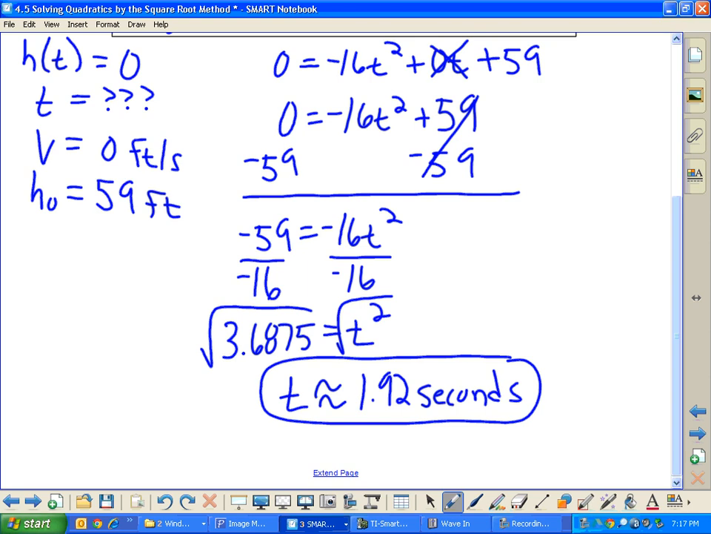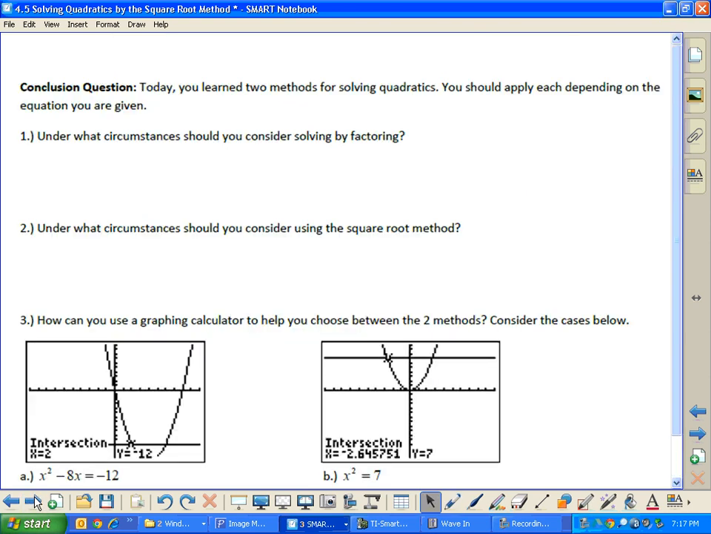Does anybody have problems with their calculator with respect to this? You do have a couple of conclusion questions to start thinking about. I'll use them to kind of bridge us into tomorrow's lesson a little bit, where we start our third method, completing the square. So I just want you to kind of think about these before you leave me today.